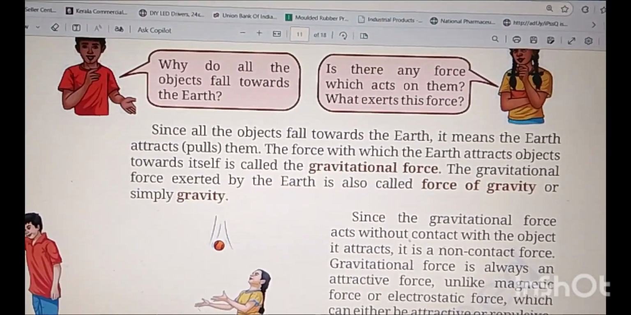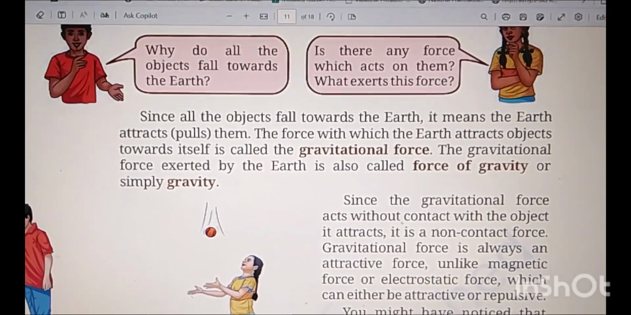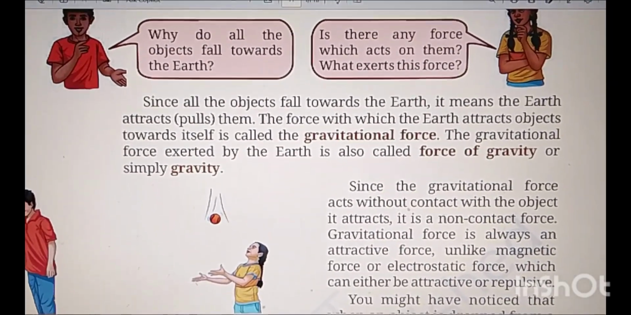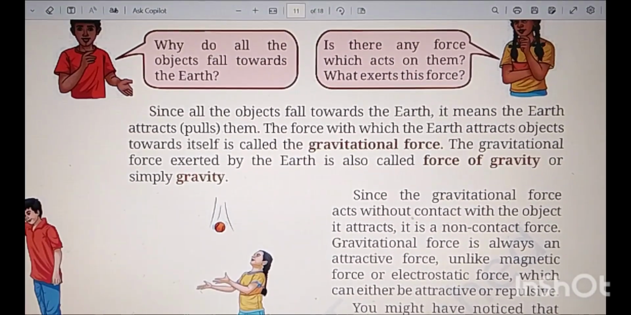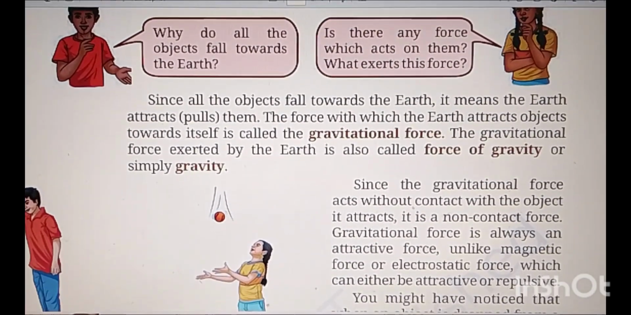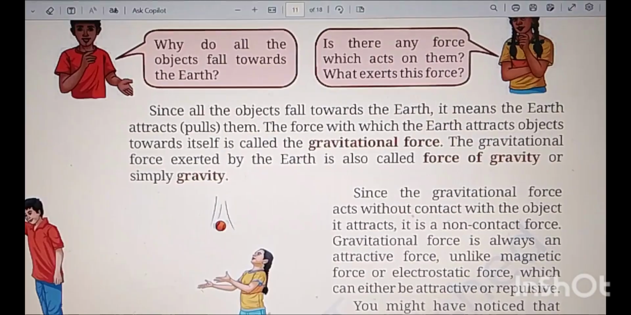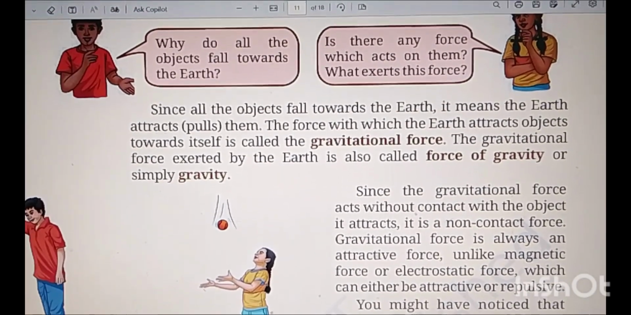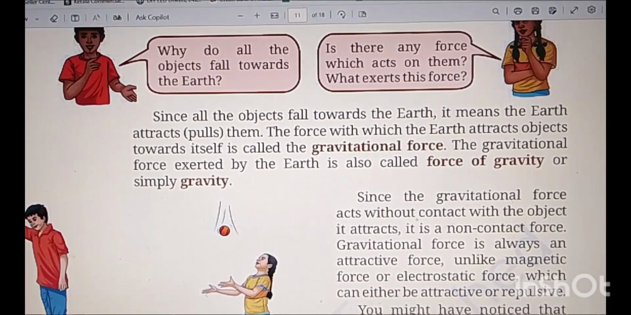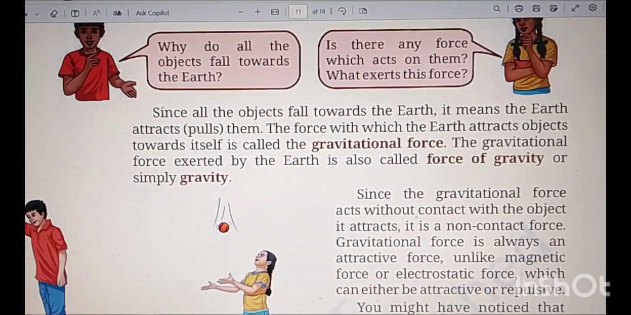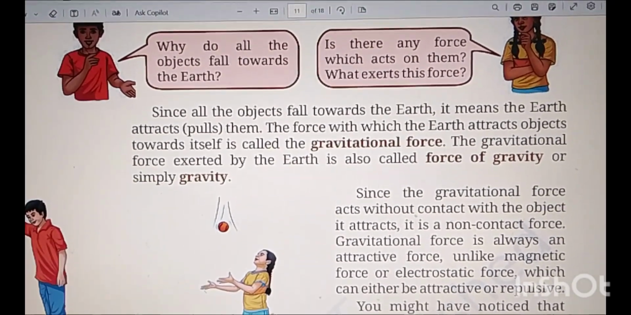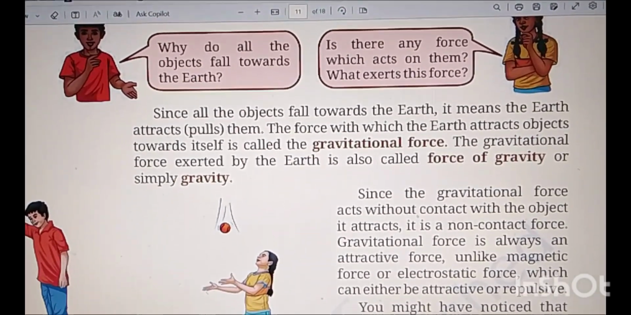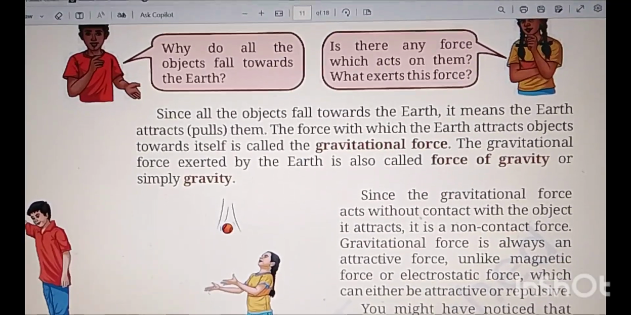But the difference between the three non-contact forces, that is the gravitational force, magnetic force and electrostatic force, is that the gravitational force is always an attractive force, unlike magnetic force or electrostatic force. There we have seen that like poles repel and unlike poles attract each other, but gravitational force is always an attractive force.